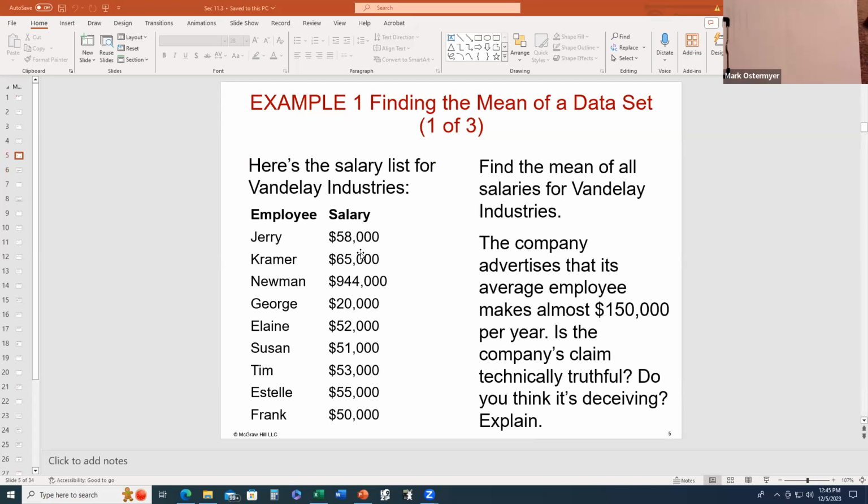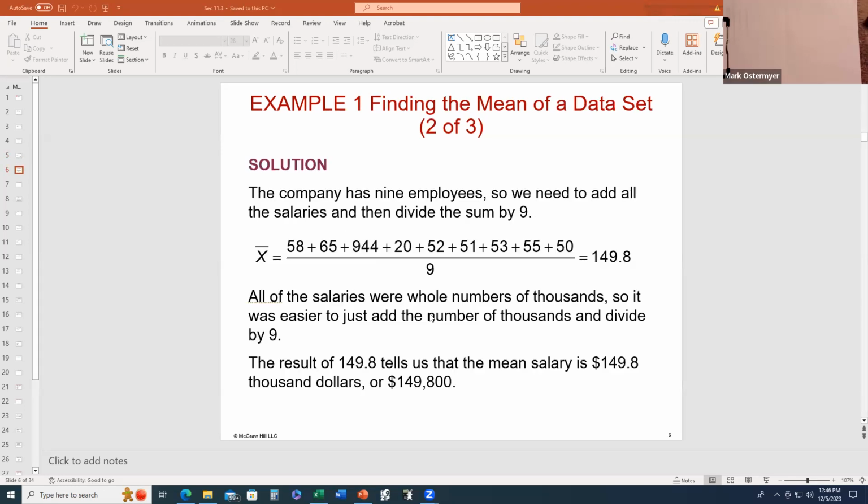Let me see what they did here. Oh, you know what they did? They chopped off the last 3 zeros of every observation. So it's understood if we say you see the number 58, it's not just $58 for a salary. It's 58 what? Thousand. Understood. These are in thousands of dollars. Okay. So therefore, the average salary is $149,800, or you could say $149,800 would be the average salary.